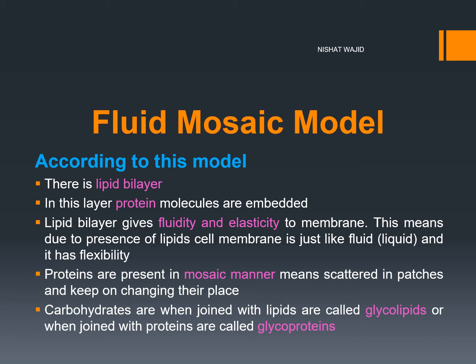Carbohydrates are also found in cell membrane. They are joined with lipids or proteins. When they are joined with lipids they are called glycolipids. And when they are joined with proteins they are called glycoproteins.